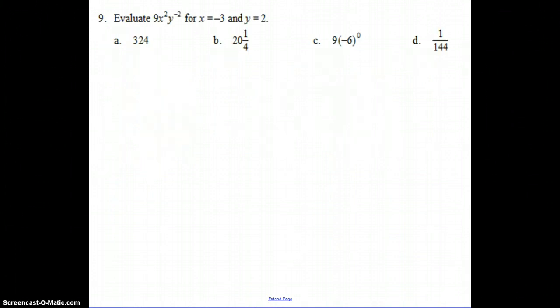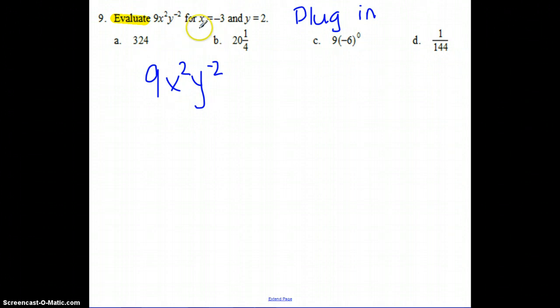Okay, next one. In an evaluate problem, anytime you see this evaluate here, you do need to remember that that is where you are going to plug in values. And that's something that's pretty important to remember. So if I have 9 x squared y to the negative 2, then my job is to actually look up here and see what I can plug in. So that means that I know a negative 3 is going to go in for x, and a 2 is going to go in for y.